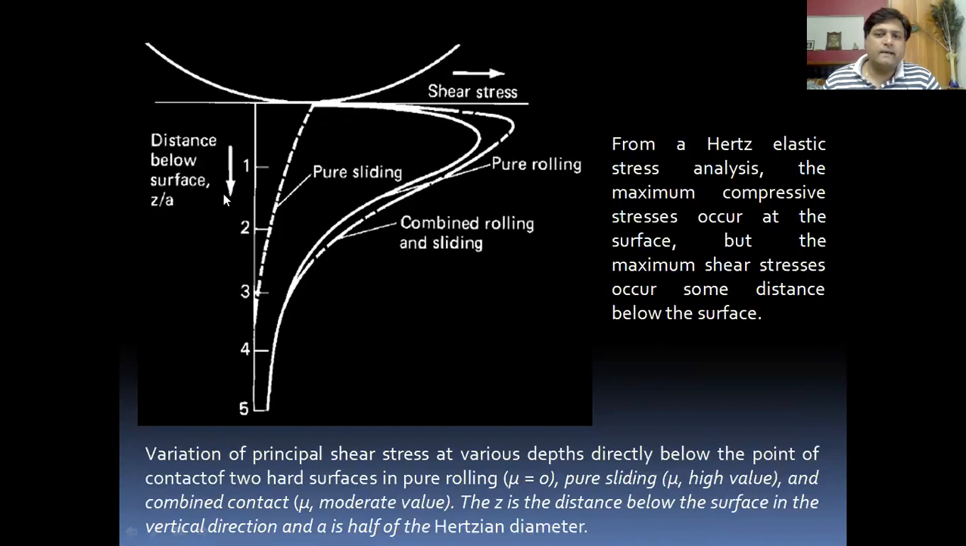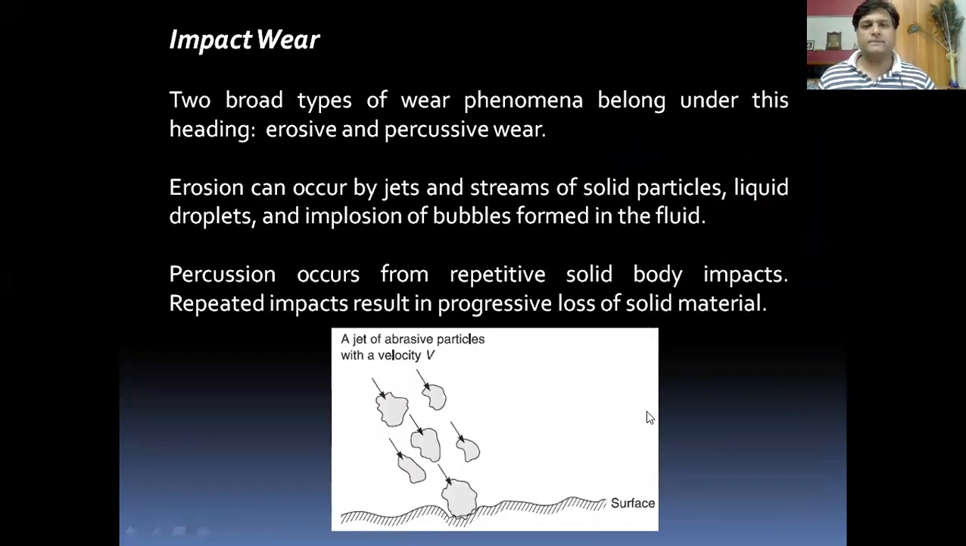Here z is the distance below the surface in the vertical direction, and a is half of the contact diameter. So this is the analysis which will tell us about the distribution of stresses from the point of contact to the depth below the surfaces. Now, another type of wear is called impact wear.